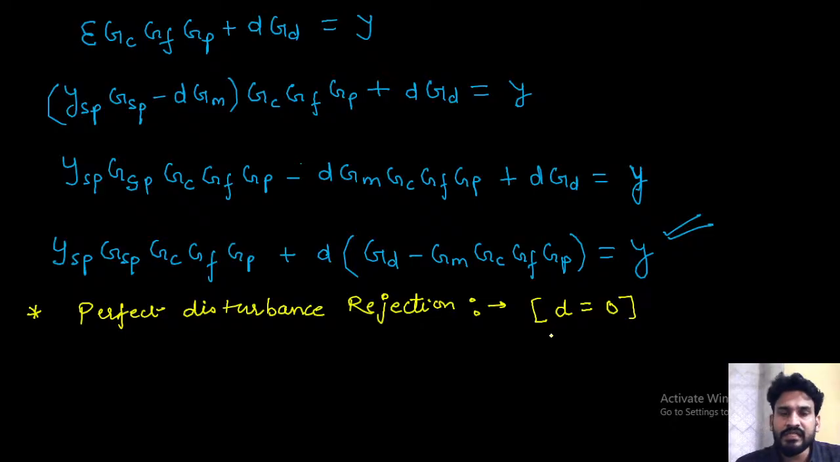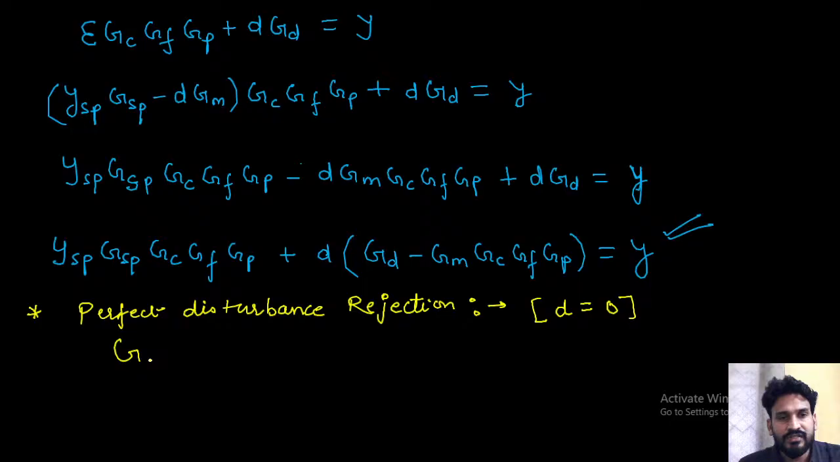So if your D is 0, in what case is your D 0? When the coefficient of D is 0. In the main equation, your perfect disturbance rejection will come when the coefficient of your disturbance is 0, then this D will be 0.